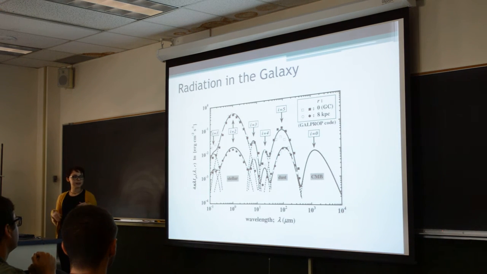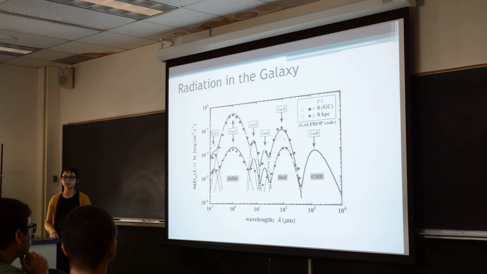So there are three main sources of radiation in and around the galaxy. The first is stellar radiation, which is just from stars. And then we have dust, which is technically just re-emitted starlight. And then we have a cosmic background, the cosmic microwave background. So what I'm interested in is the dust emissions.